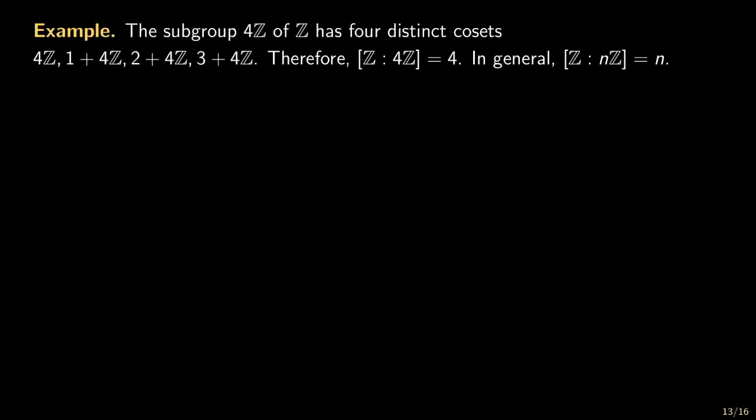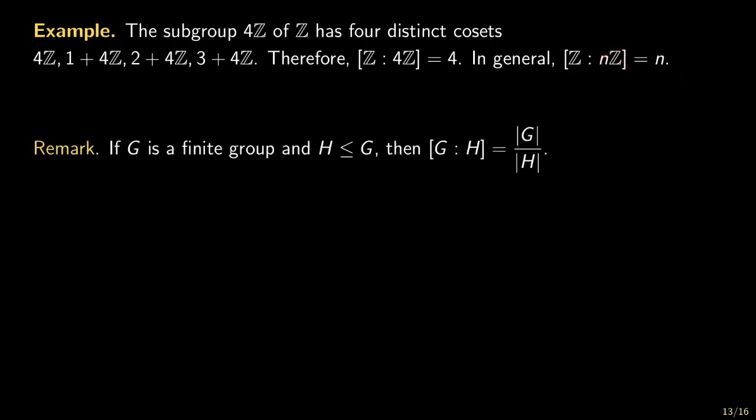Pero hindi naman laging ang group ay finite. Kagaya nito, yung group mo ay Z. Pero nakita mo yung subgroup na to, merong 4 na cosets kahit na infinite yung Z. So, hindi laging finite palagi si group. But we know that it has 4 cosets, so the index is 4. In general, the subgroup nZ has index n. Meron kasi siyang n na cosets.